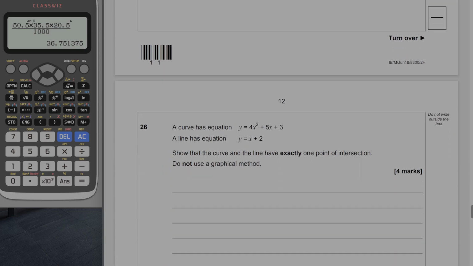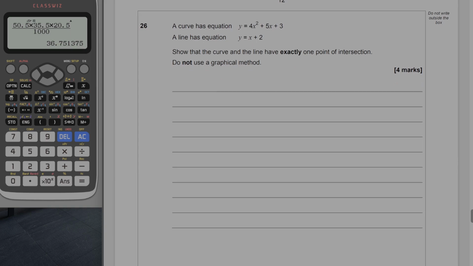Right, question 26. A curve has the equation y is equal to 4x squared plus 5x plus 3. A line has the equation y is equal to x plus 2. Show that the curve and the line have exactly one point of intersection. Do not use a graphical method. Okay, so we're going to use a simultaneous equation where one is quadratic and one is linear. I'm going to call that equation 1 and call that equation 2.